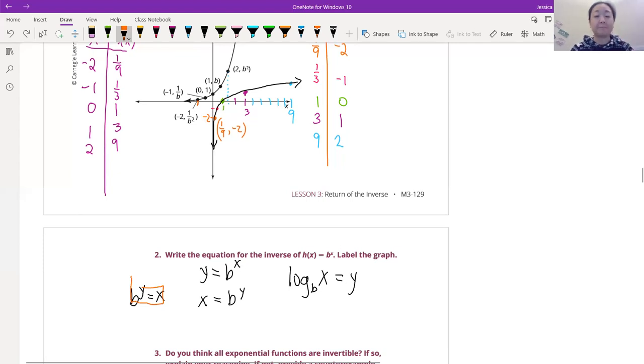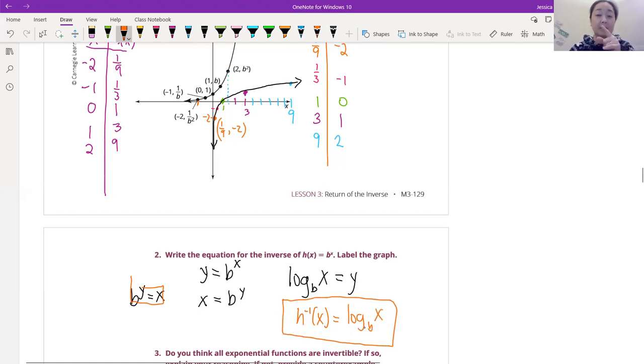And then we got the b. All right, let's see here. So this is what you should have gotten, and we're just going to write this back into function notation, which is going to be h. So the inverse of h of x is equal to log base b of x. Happy days. Put it back into function notation.